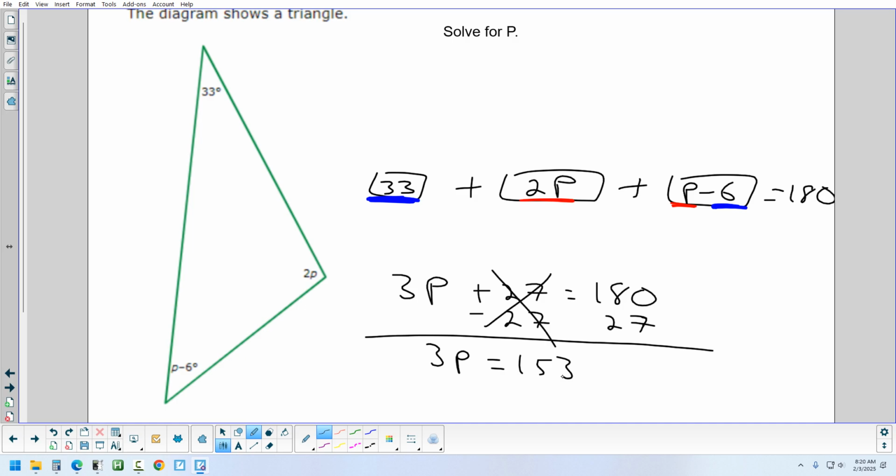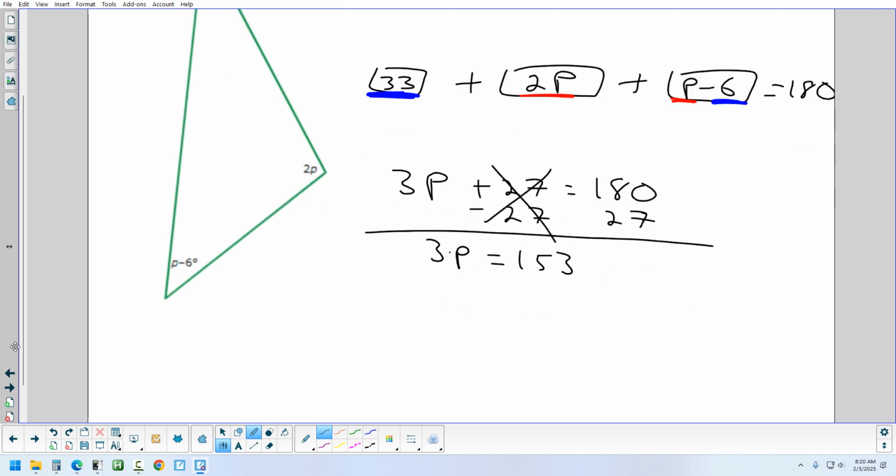All right, so that's 3p, but the directions say solve for 1p, not 3p. So how am I going to get rid of that 3 on the left side? Landon, how am I going to get rid of it? Divide. Yep, what are you going to divide by? 3. Just 3. Yep, just dividing by 3 because we're just trying to get rid of the 3. So now we've got p by itself. And what's 153 divided by 3? 51. Yep. Perfect. So p is 51.